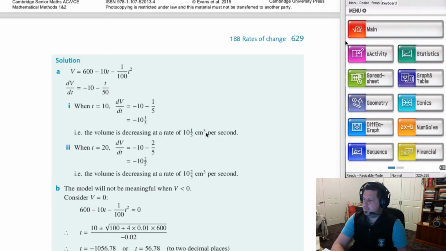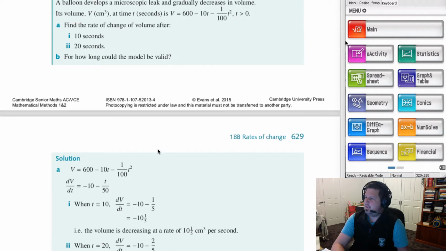Again, we can do the same thing with time equals 20, substituting that into the derivative, and we get negative 10 and 2/5. Again, it's still a negative value. It's decreasing at a rate of 10 and 2/5 centimeters cubed per second.